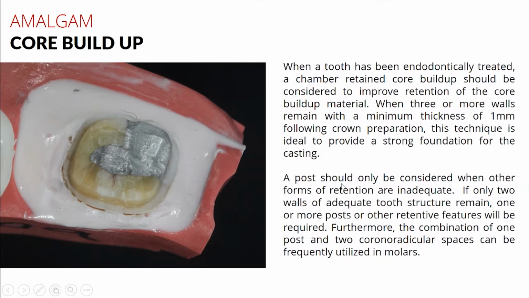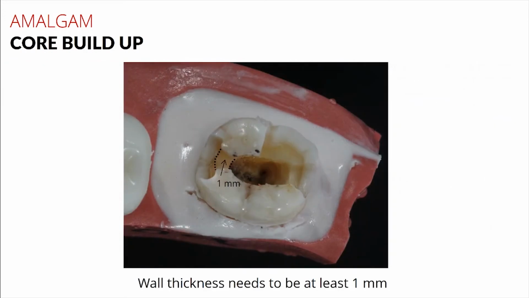The second part of this is talking about posts if we don't have adequate retention of this core material, and we'll get to that in a subsequent lecture. But basically the idea is if you can use the walls plus the chamber itself to hold the buildup material, then that's an ideal situation. If you don't have that available and you still want to do a core buildup, then you can augment that with a post. And we'll learn more about posts a little bit later on in the course.